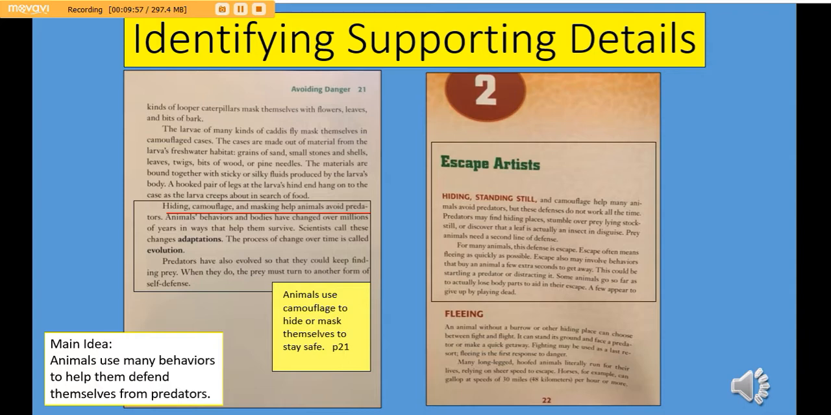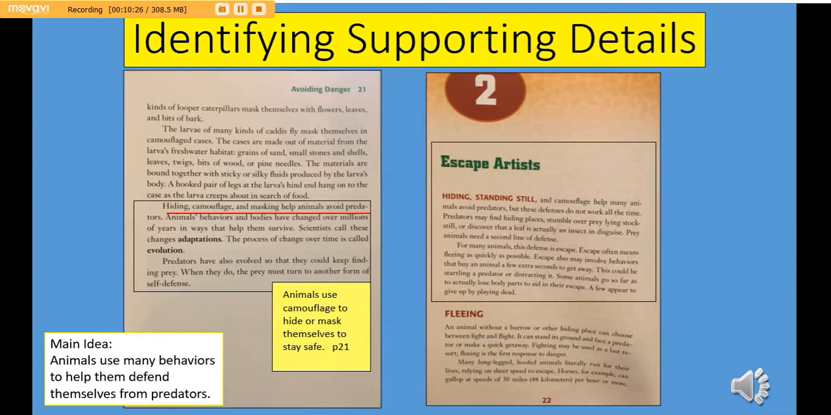Chapter 2, page 22. Escape artists. Hiding, standing still, and camouflage help many animals avoid predators. But these defenses do not work all the time. Predators may find hiding places, stumble over prey lying stock still, or discover that a leaf is actually an insect in disguise. Prey animals need a second line of defense.